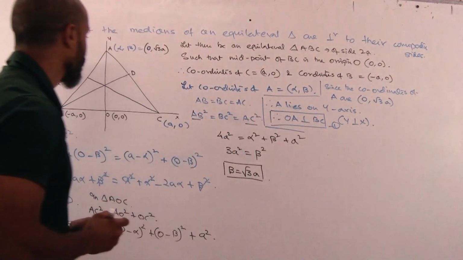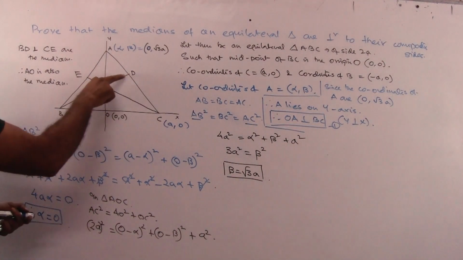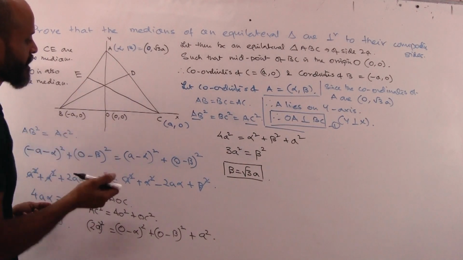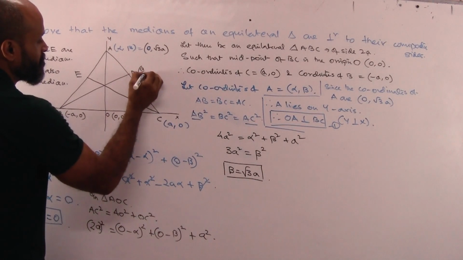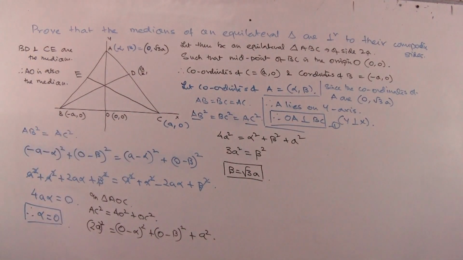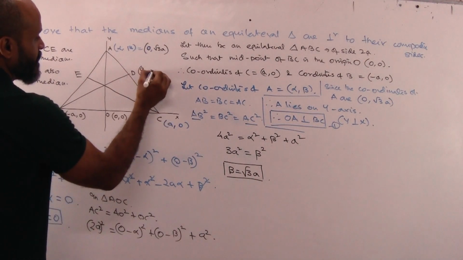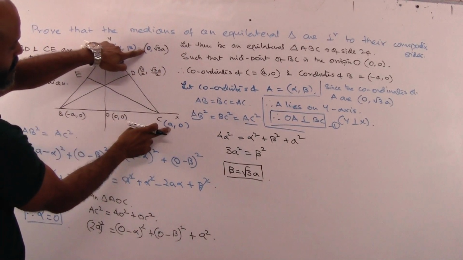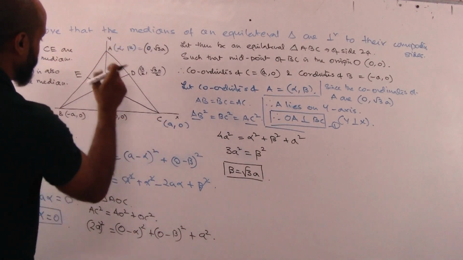Okay, so now let's come to these medians. One median is proved to be perpendicular to this side. So let's come to this median. Obviously D is the midpoint of AC. So what will be the coordinates of D? Here it will be a plus 0 by 2, that is a by 2, and the other one will be 0 plus under root 3a by 2, by the midpoint formula.